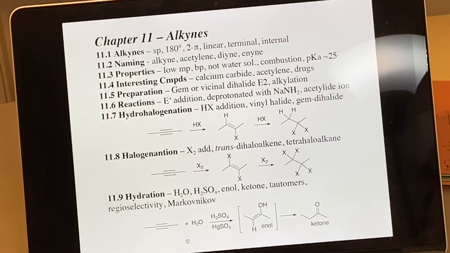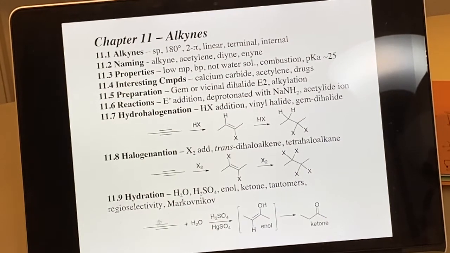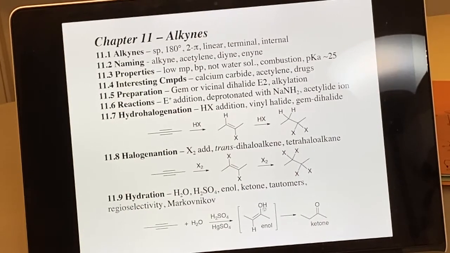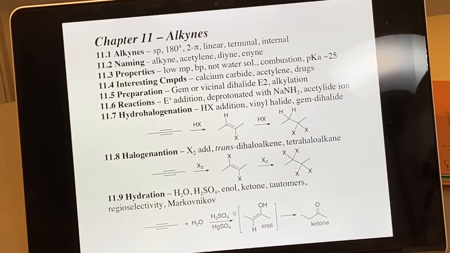Okay, hydration is also similar, but here is the new twist, and this is the most important concept, I think, of chapter 11. Once we do one hydration of a pi bond here on the alkyne, we'll get an alcohol, okay, just like before, sulfuric acid.